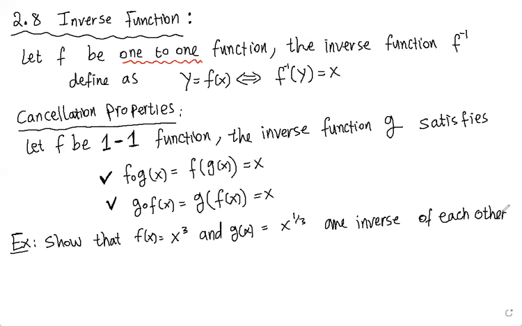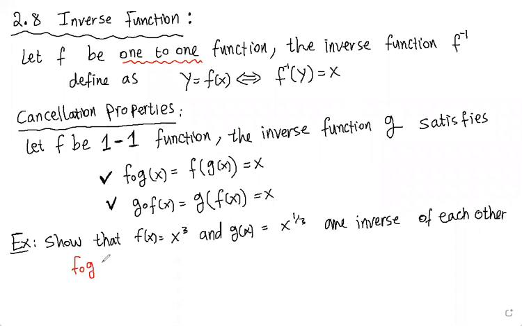Jose, yes, Jose, you are unmuted. Okay, how can I show this function and this function are inverse to each other? So again, by using the cancellation property: f circle g of x, if it gives me x, and g circle f of x gives me x, this means both of these two functions, f and g, are inverse to each other. Let's do it.